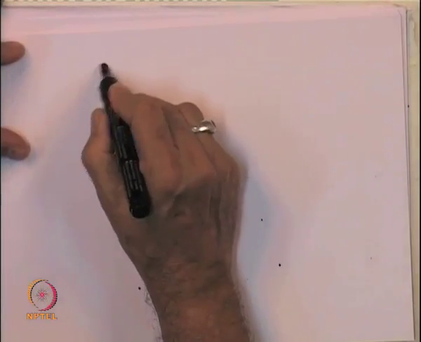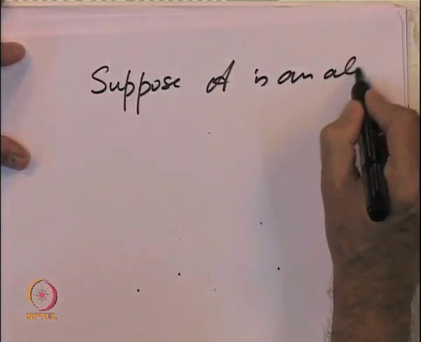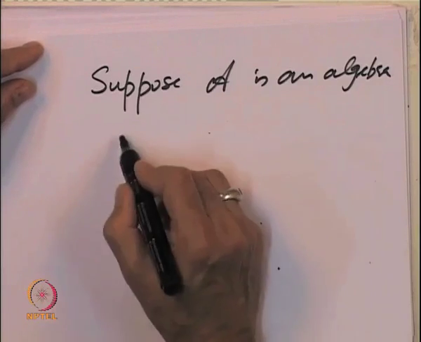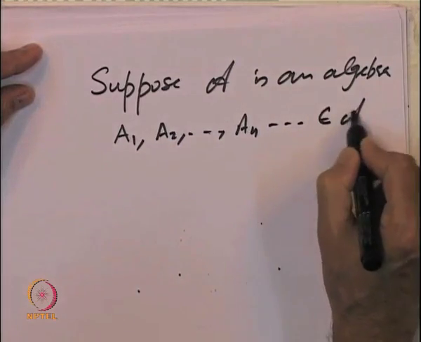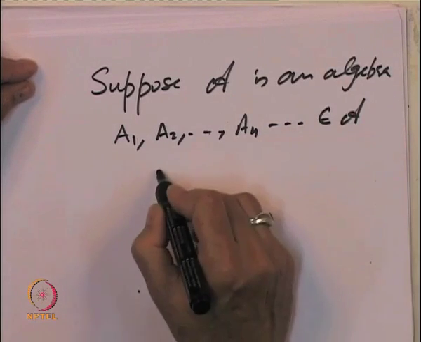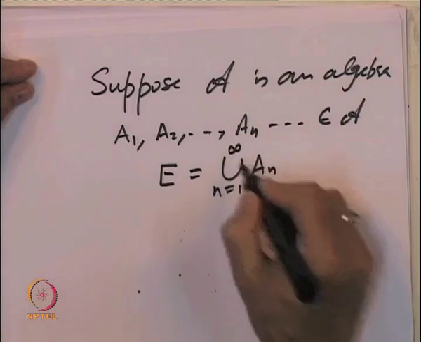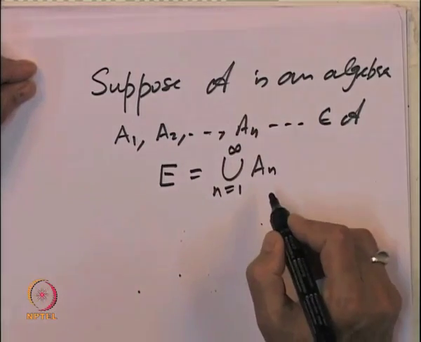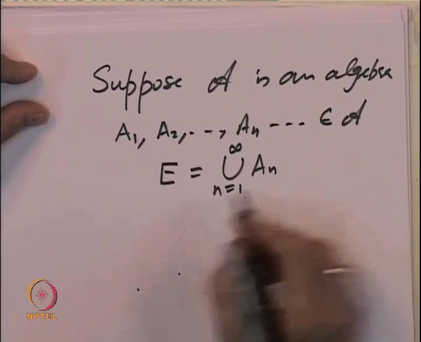What is the advantage of having an algebra is the following. Let us suppose that A is an algebra, and let us take a sequence A 1, A 2, A n inside a collection of elements of A, and let us take their union E equal to the union of A n's, n equal to 1 to infinity. Of course, this E need not belong to the algebra, because an algebra is only closed under finite unions. However, there is something nice one can do.